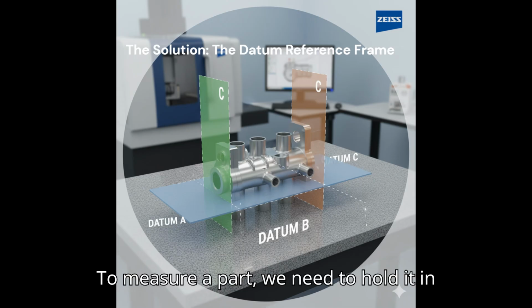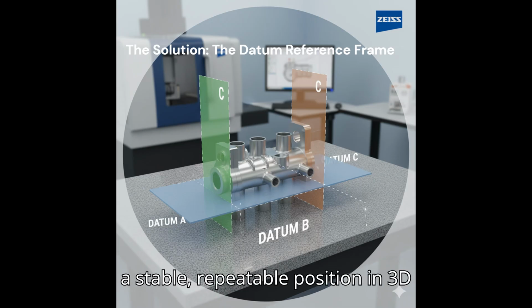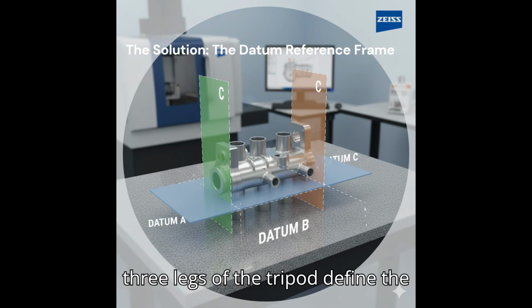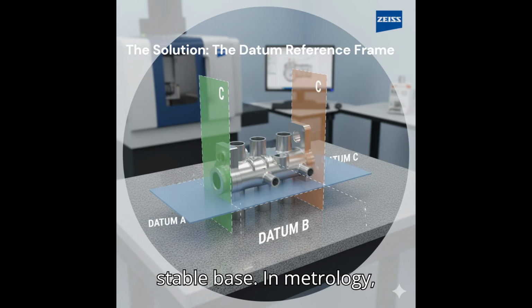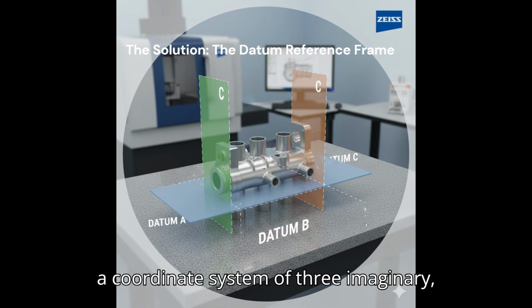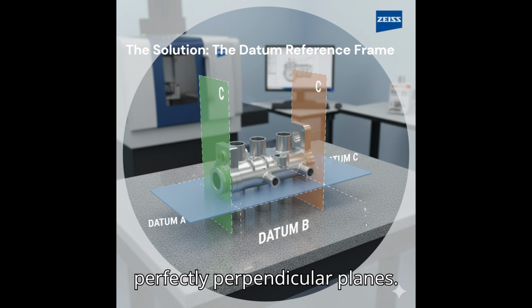To measure a part, we need to hold it in a stable, repeatable position in 3D space. Think of it like a tripod. The three legs of the tripod define the stable base. In metrology, we use a datum reference frame, or DRF, to do the same thing. This is a coordinate system of three imaginary perfectly perpendicular planes.